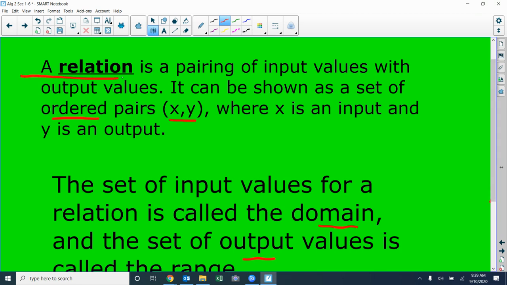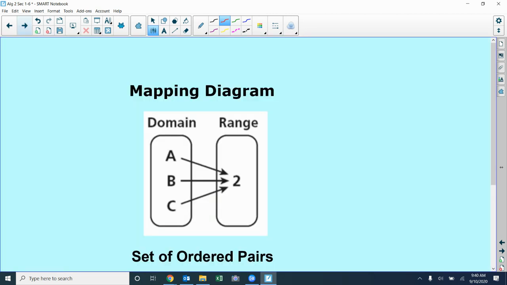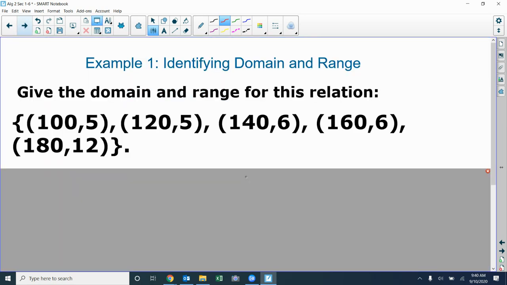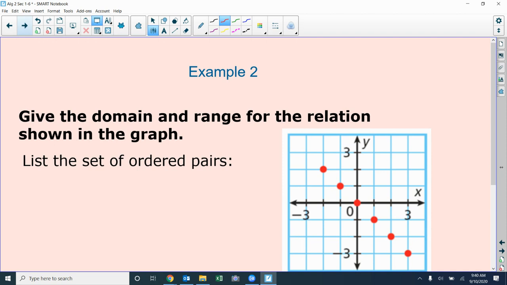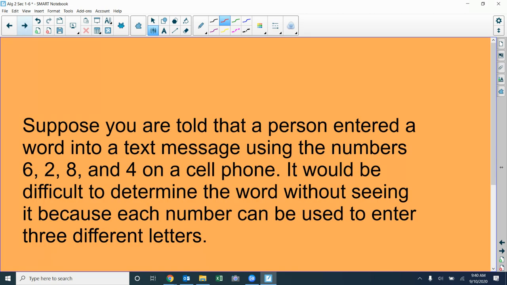So a relationship is a pairing of input values and output. That does not mean it's a function. Is everybody clear? It's only a function if it has a certain mapping, okay? We've already talked about this. I'm gonna move on. Suppose, let's go ahead and go with this.